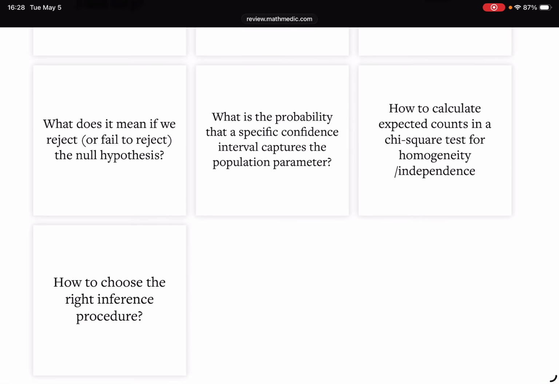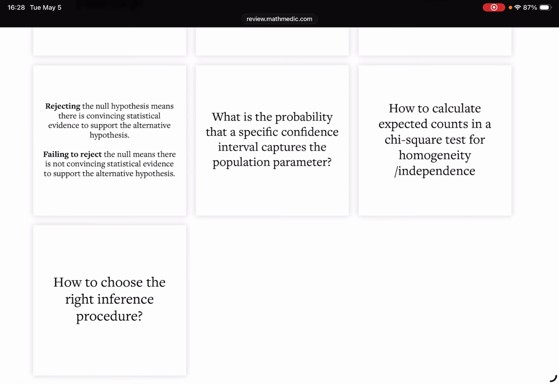What does it mean if we reject or fail to reject the null hypothesis? If we reject the null hypothesis, that means there is convincing evidence to support the alternative. Failing to reject the null means there is not convincing evidence to support the alternative.